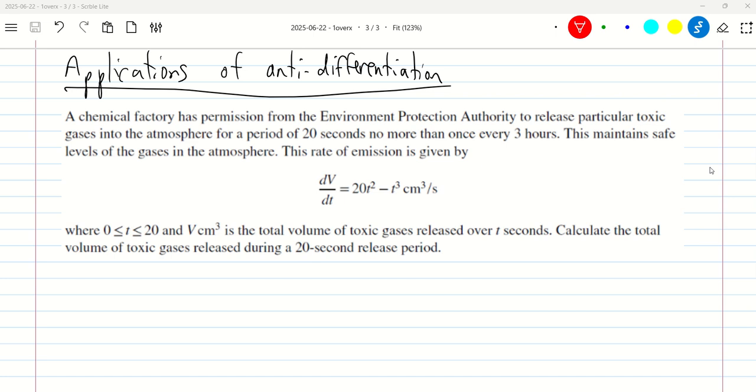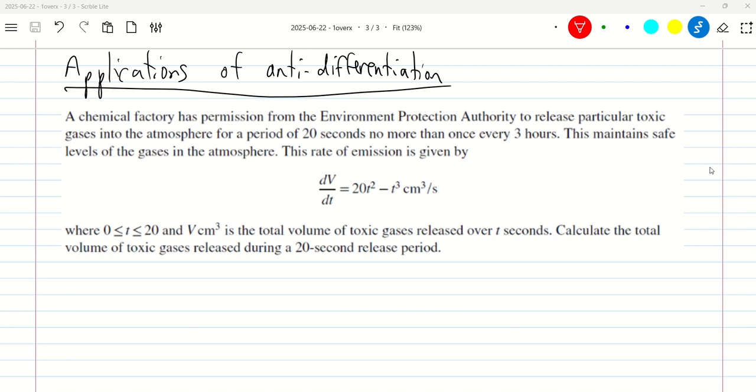Today we're going to have a look at applications of anti-differentiation. We're just going to do one worded question today, to look at the types of questions that you could get in the exam or in a SAC for Maths Methods, and how we go through it. I picked this question because it's pretty wordy, so we need to interpret some information from it. So let's get going.